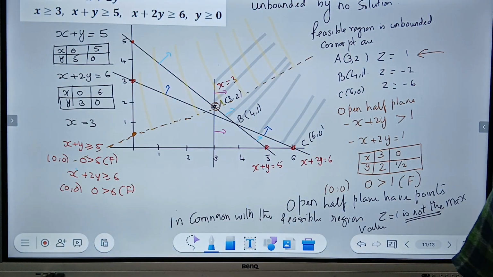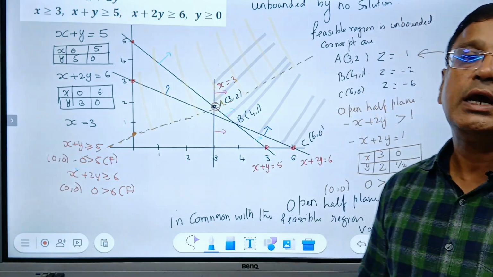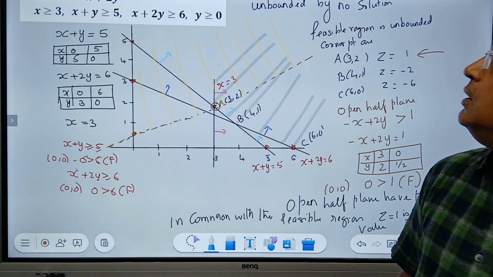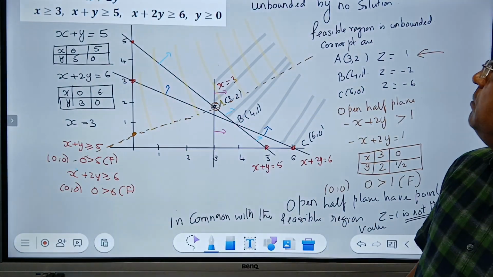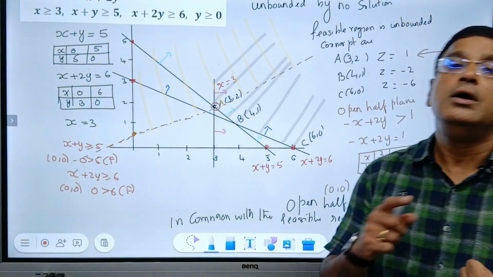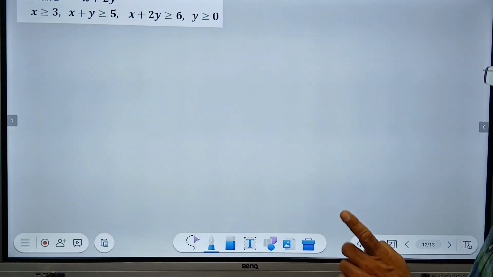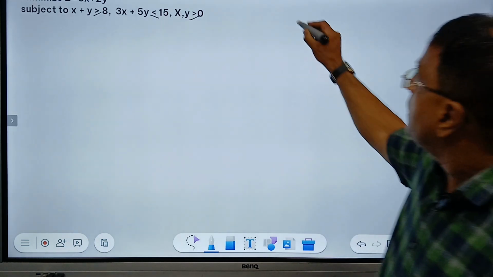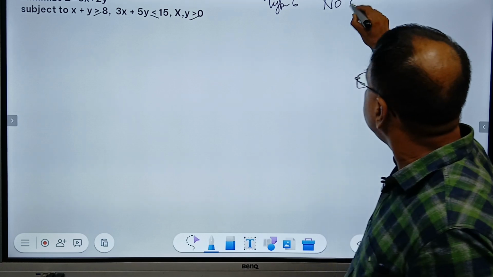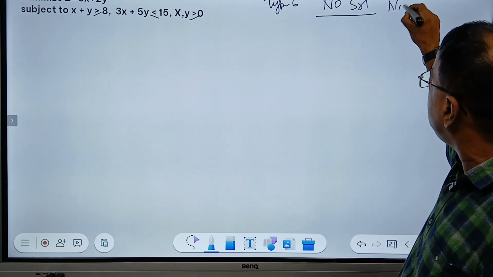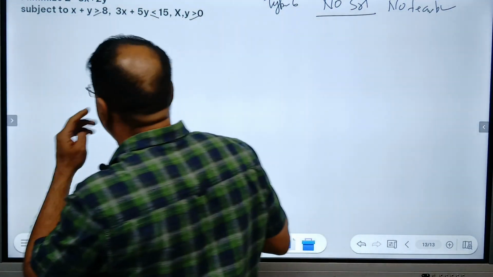Is it clear? So, we have done 5 problems where first one was bounded unique solution, second one was bounded infinitely many solutions, third one is unbounded unique solution, then unbounded infinitely many solutions, and finally you have come across unbounded but no solution. Last but not the least, we have one more question to do. So this covers everything. This is type 6. This is no solution, or you can say no feasible region. It will not have any feasible region. Let us draw this and see.